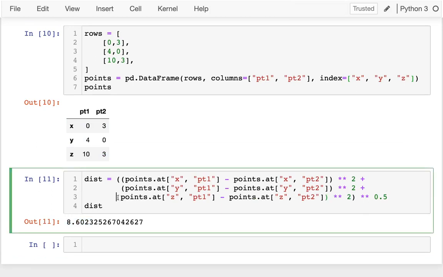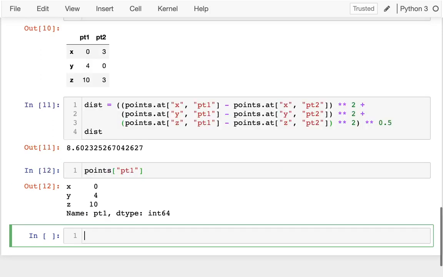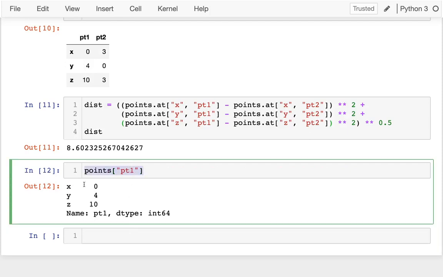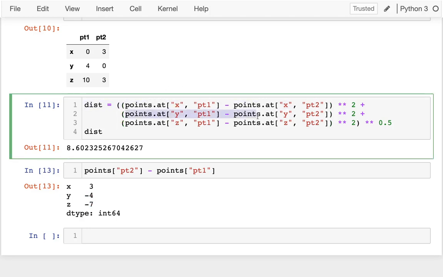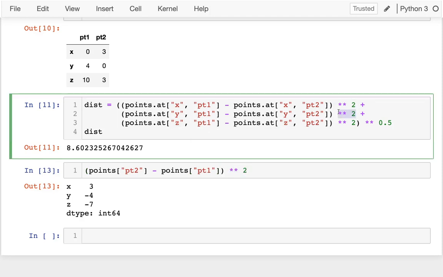Now, let me try to simplify this equation a little bit. What am I doing? I have points, here's PT1. And the first thing I'm doing is I want to compute the difference between the two x's, the difference between the two y's, and so forth, right? So these three numbers are these three parts: the x difference, the y difference, and the z difference. And if I wanted to, I could square them, right? This will square them each individually, so this is an element-wise operation.